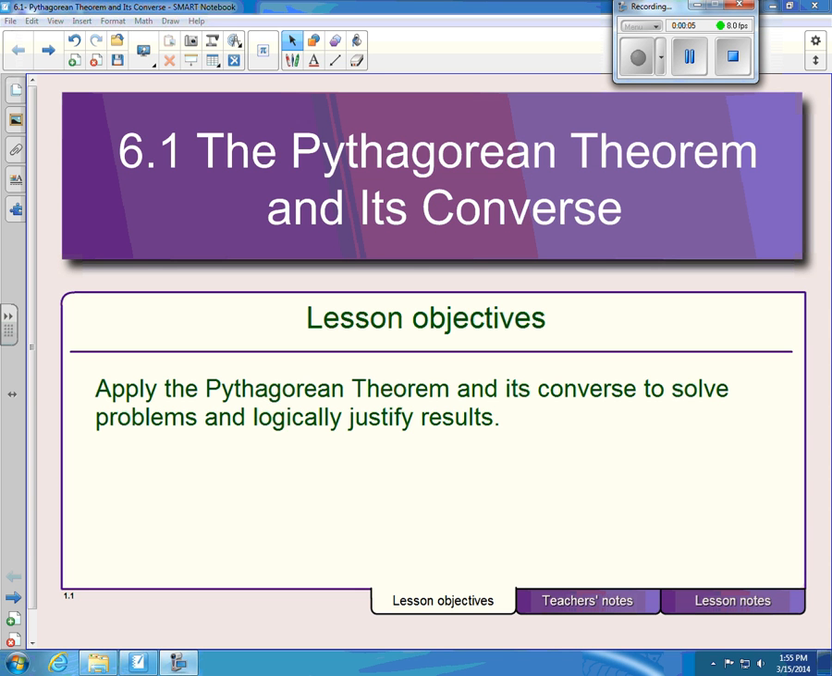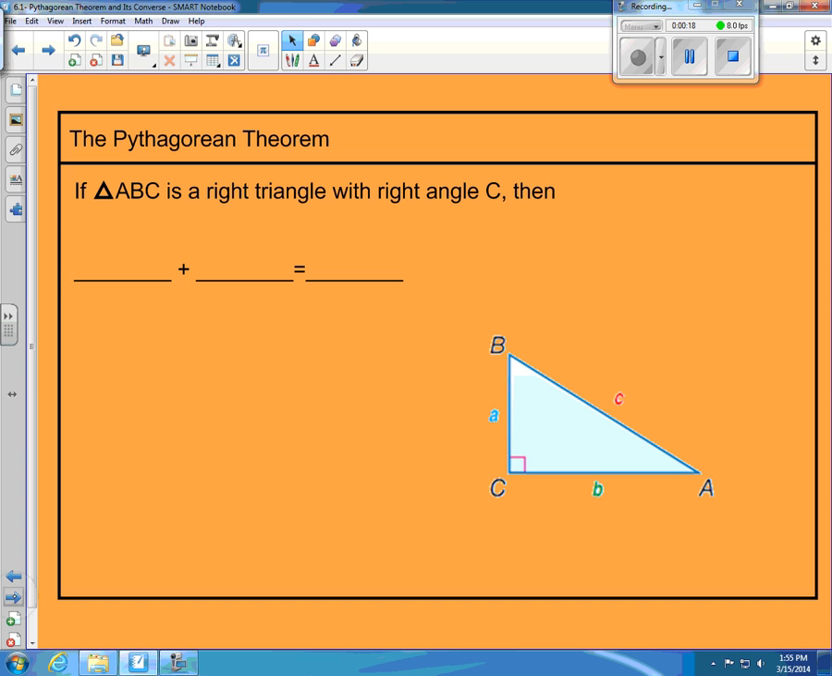Today we're going to start Unit 6, Notes 1, which is on the Pythagorean Theorem and its converse. So our learning target today is to apply the Pythagorean Theorem and its converse to solve problems and logically justify the results. So we've already talked about the Pythagorean Theorem, and we've seen that already once this year, and that we see as a squared plus b squared equals c squared.